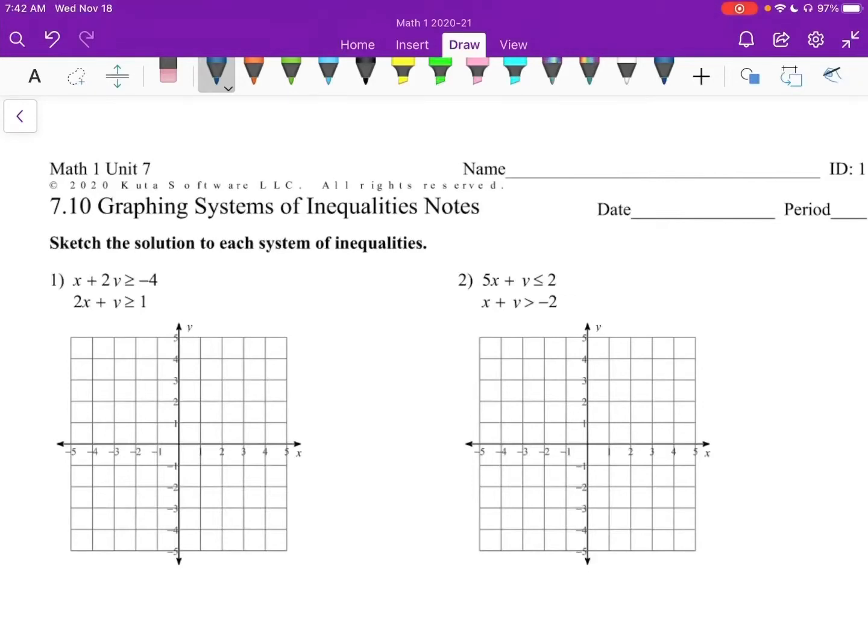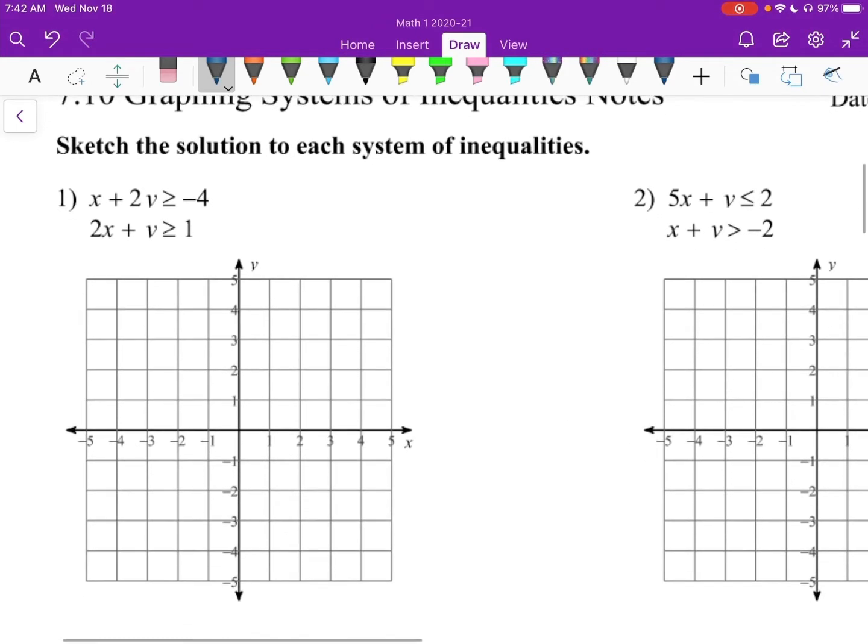All right, Math 1, Unit 7, Section 10, Graphing Systems of Inequalities. So we're doing the same thing as what we did yesterday, except this time there's sometimes going to be a different variable, and sometimes it's not going to be in slope-intercept form. Actually, a lot of the time it's not going to be in slope-intercept form.